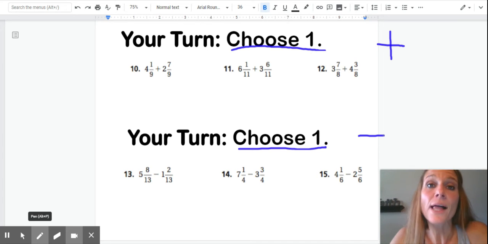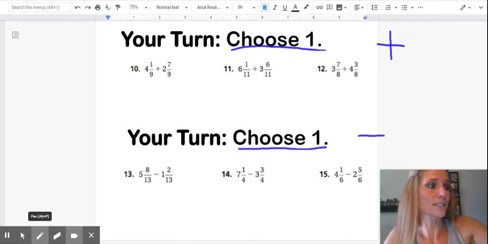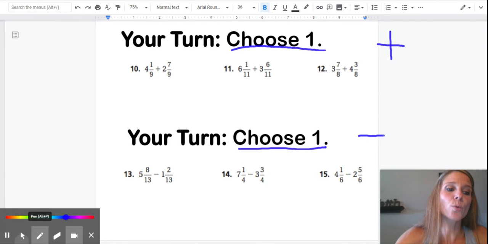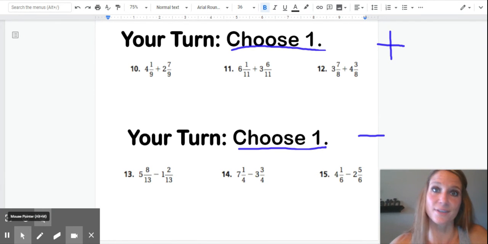And if we're working in class together, we're going to pause this video together and then we're going to go over the answers as well. So pause the video. So now that you've had a chance to try an addition with mixed numbers and a subtraction with mixed numbers, we're going to roll down to the answers and see how you did.